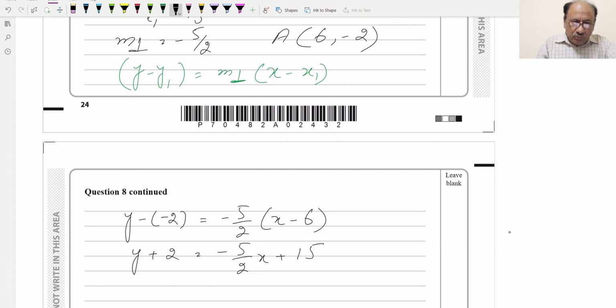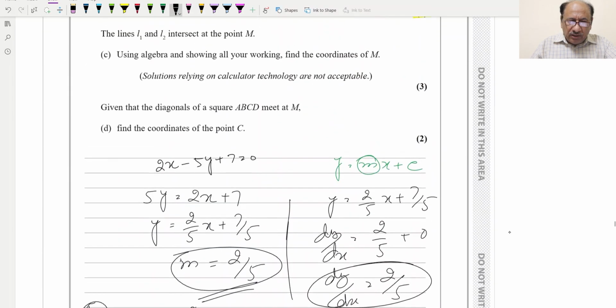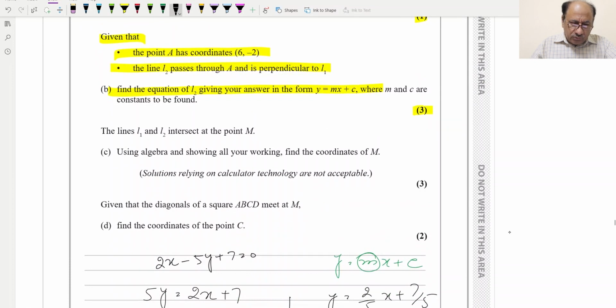So y plus 2 is equal to minus 5 by 2x, and plus this will be 15, and now we can shift 2 also to the other side. So y is equal to minus 5 by 2x plus 15 minus 2, and this will be y is equal to minus 5 by 2x plus 13. This will be the equation which is perpendicular to L1 passing through the point which is 6 and minus 2. So this part is also done.